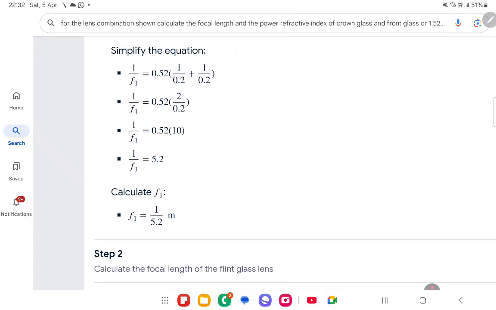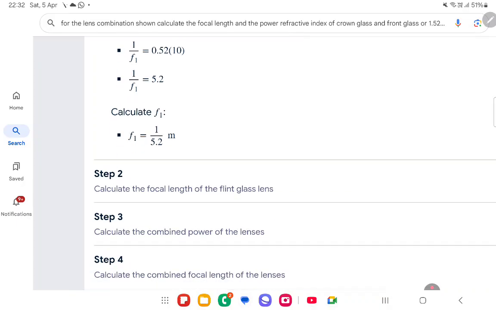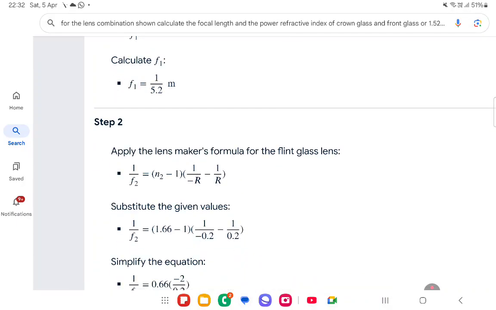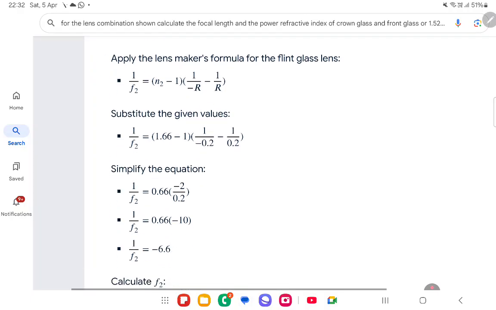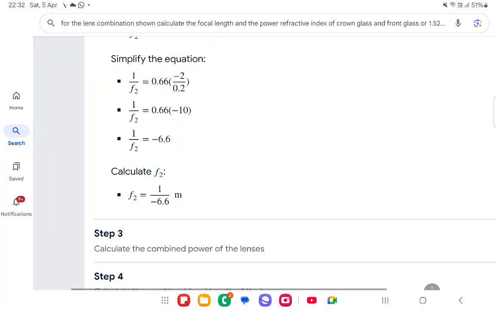So that's done. Similarly, now calculate the flint glass, same formula, 1 by f2, using the same lens maker's formula. The refractive index is given to be 1.66 minus 1. For the first lens, the radius is negative, and it is a concave lens, not a plano concave lens. According to this, it is not a plano concave. So for the second lens, the radius is positive. So therefore you get it like this. Just check and write the answers.